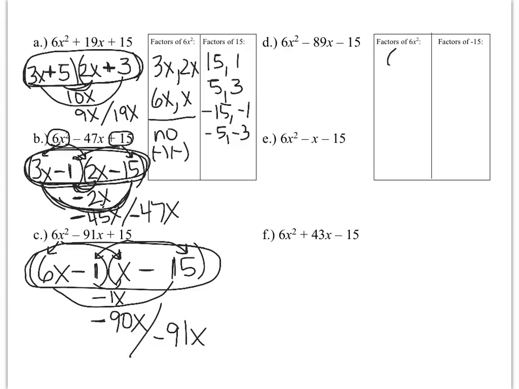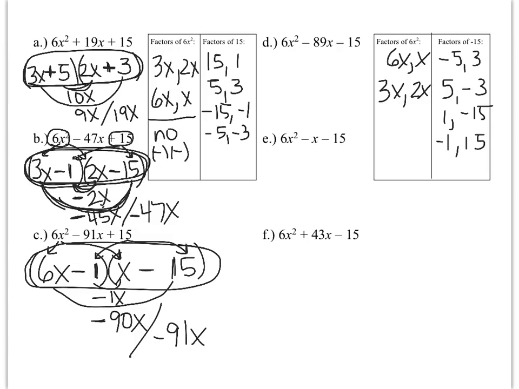Okay, so I'm going to have 6x and x as my factors of 6x squared, and I'm going to have 3x and 2x as the other factors of 6x squared. So now for negative 15, we're multiplying to get negative 15. So I have to either use negative 5 and positive 3, or I could use positive 5 and negative 3, or I could use 1 and negative 15, or I could use negative 1 and positive 15. So those are all my factors of negative 15 that go together.